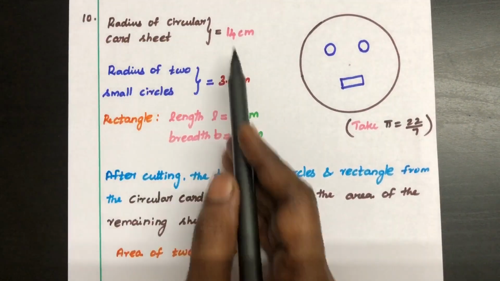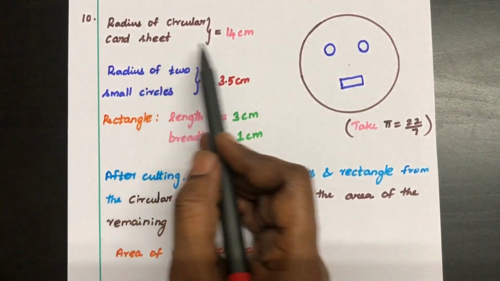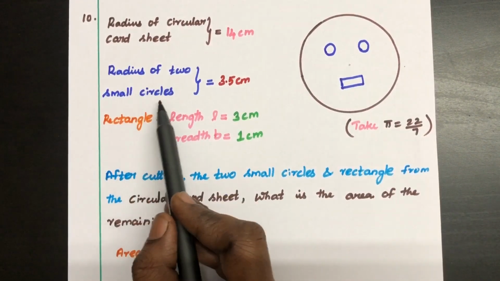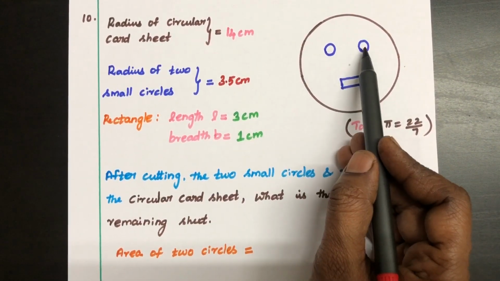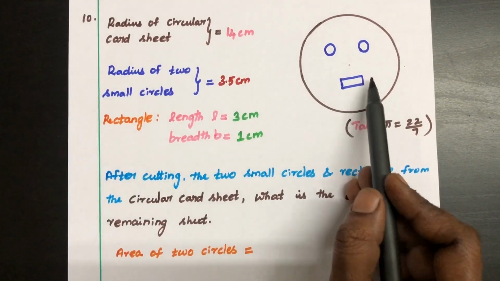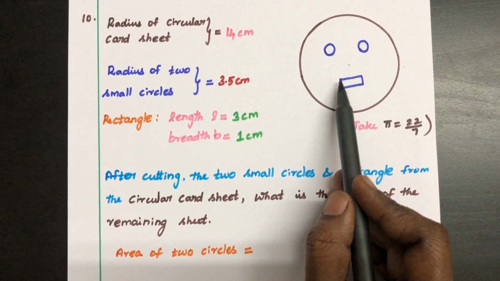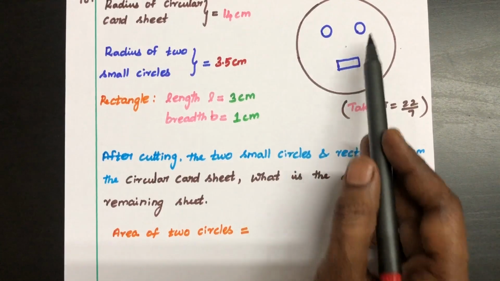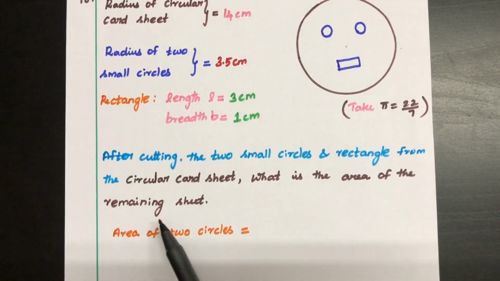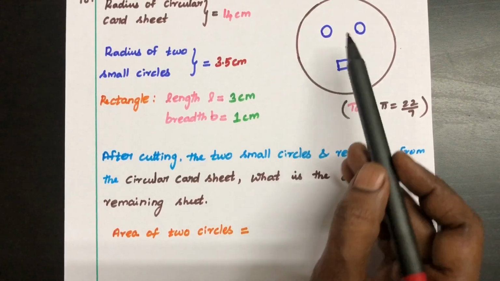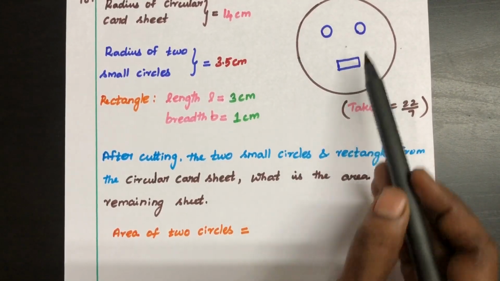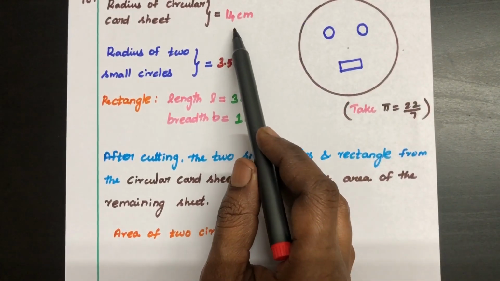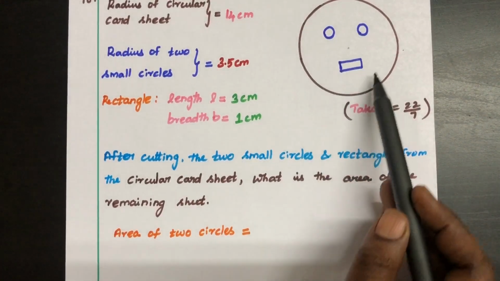10th question. These are all given. The radius of a circular chart sheet is 14 centimeter. This full sheet has a radius of 14 centimeter. The radius of two small circles is 3.5 centimeter each. Now this rectangle has length 3 centimeter and breadth 1 centimeter. The question is, after cutting the two small circles and the rectangle from the circular chart sheet, what is the area of the remaining sheet? That means we are going to cut these two circles and this one rectangle from the given circular sheet of radius 14 centimeter. So what will be the area of the remaining sheet?